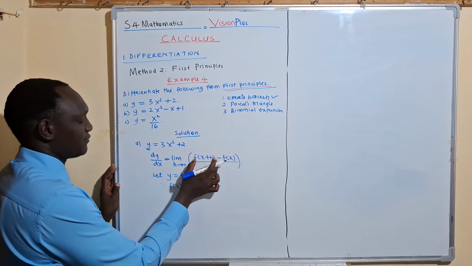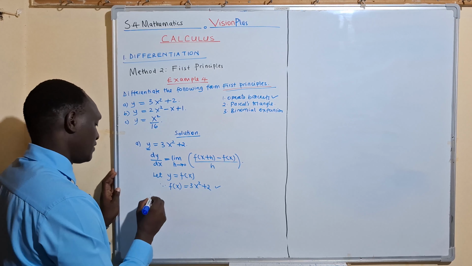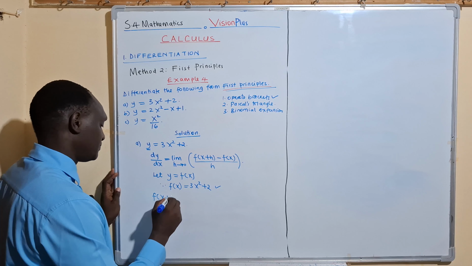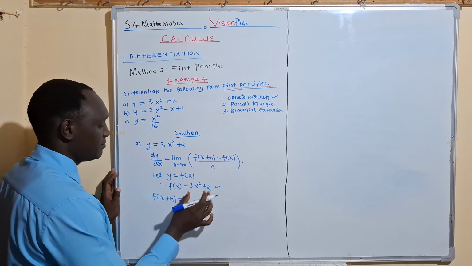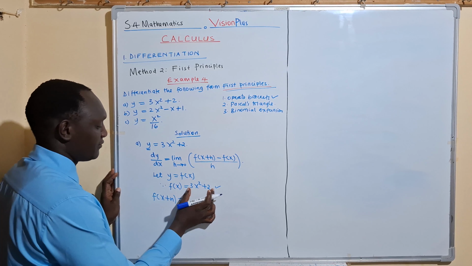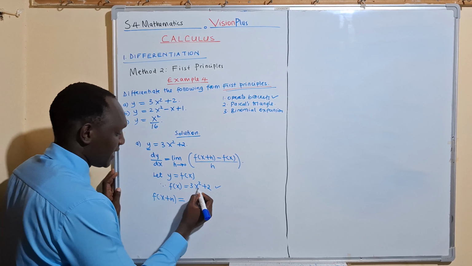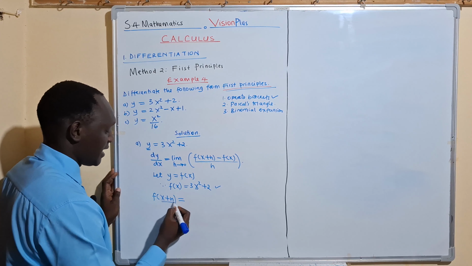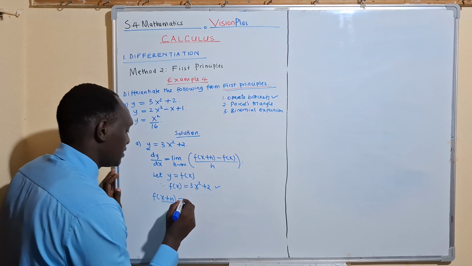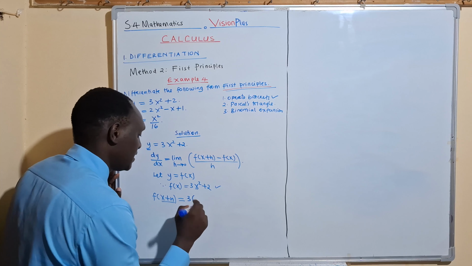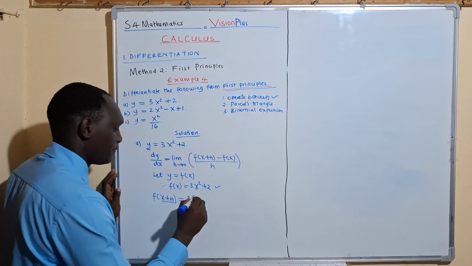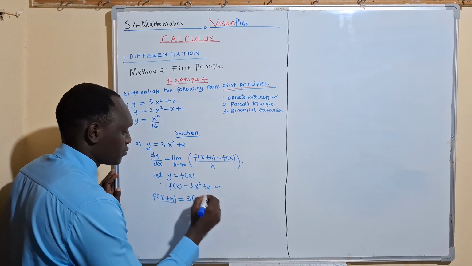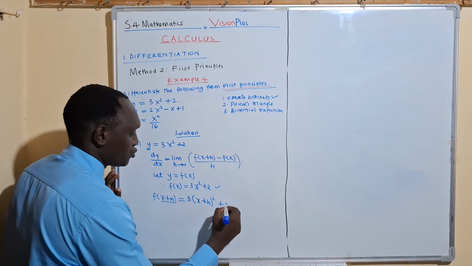How can we get f of x plus h? To find f of x plus h, we simply use the function f of x, where we find x, we substitute for it as x plus h. So in this case we shall have 3, and instead of x we shall write x plus h. But x is squared, so we square here, plus 2.